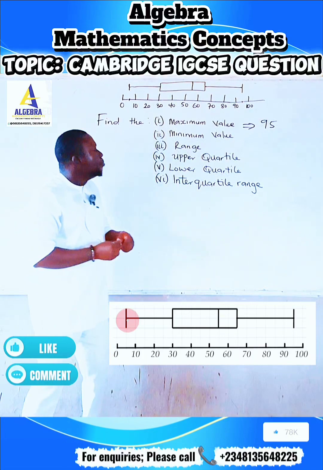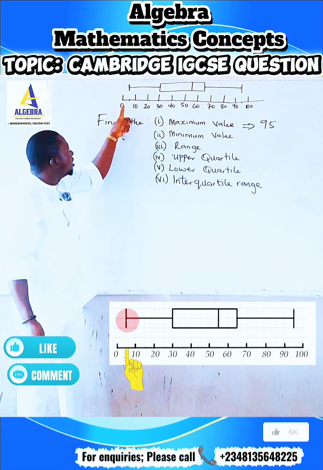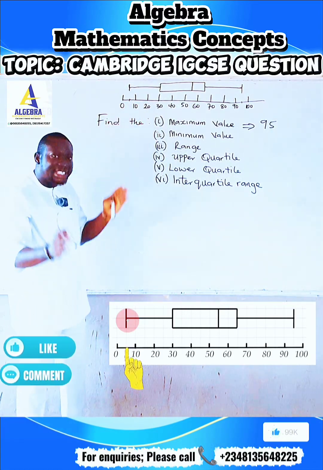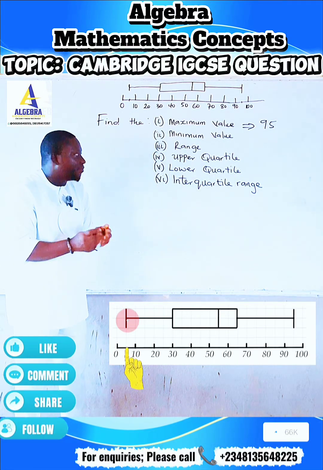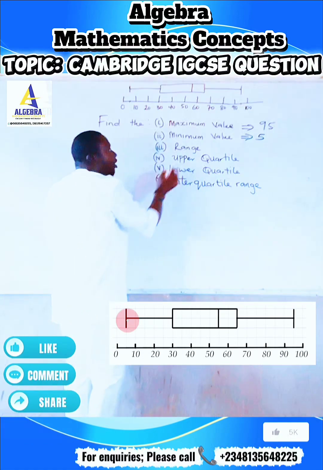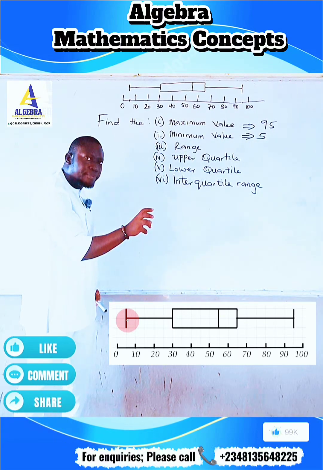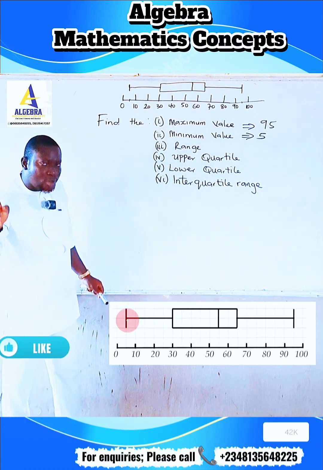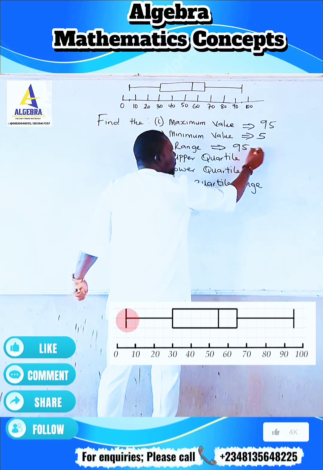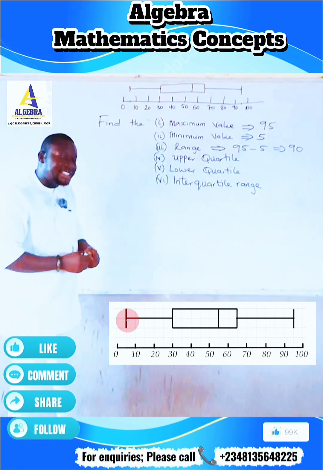Now the minimum value, this is the point for the minimum value. Here is 0, here is 10. This line is in between 0 and 10, which is 5. So my minimum value is 5. Now to get the range, I will subtract the minimum value from the maximum value. So to get the range, I will have 95 minus 5. That will give me 90. So 90 is the range.